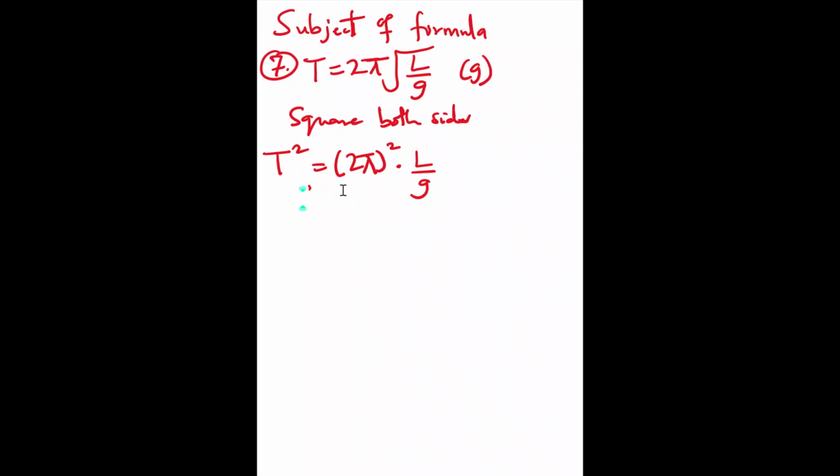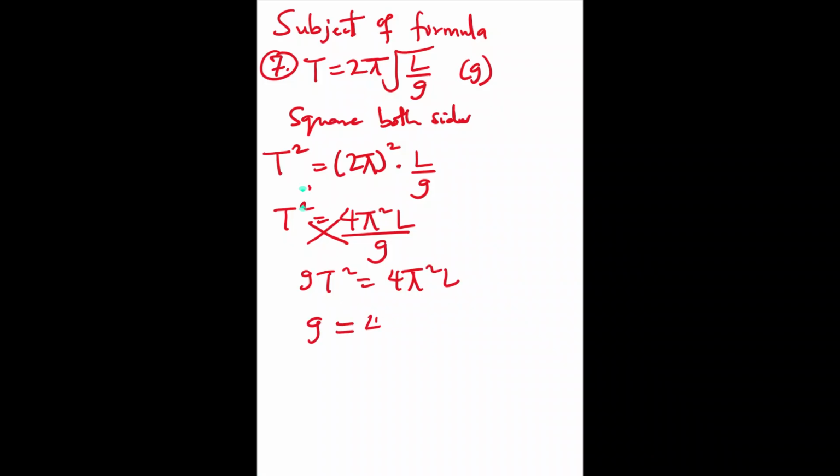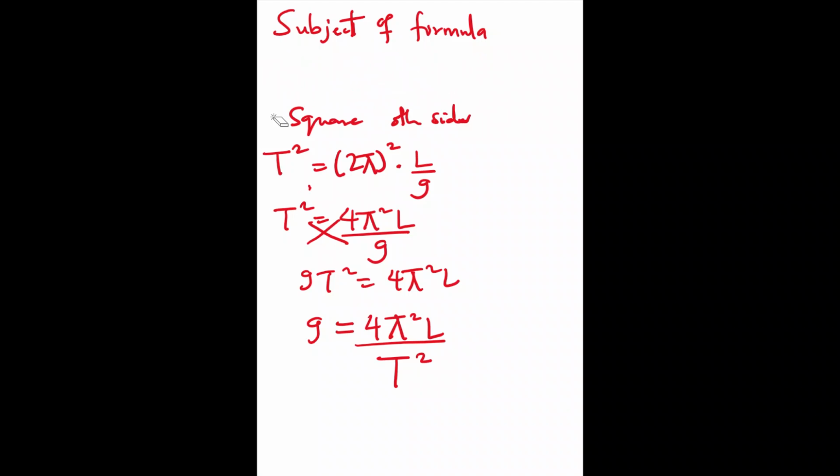So let's cross multiply now. I'm going to open the 2 pi squared. So we have t squared equals, when we open it, 4 pi squared L over G. Okay, so now let's cross multiply. So g t squared equals 4 pi squared L. So G will be equal to 4 pi squared L over t squared. So that's what we get for that.